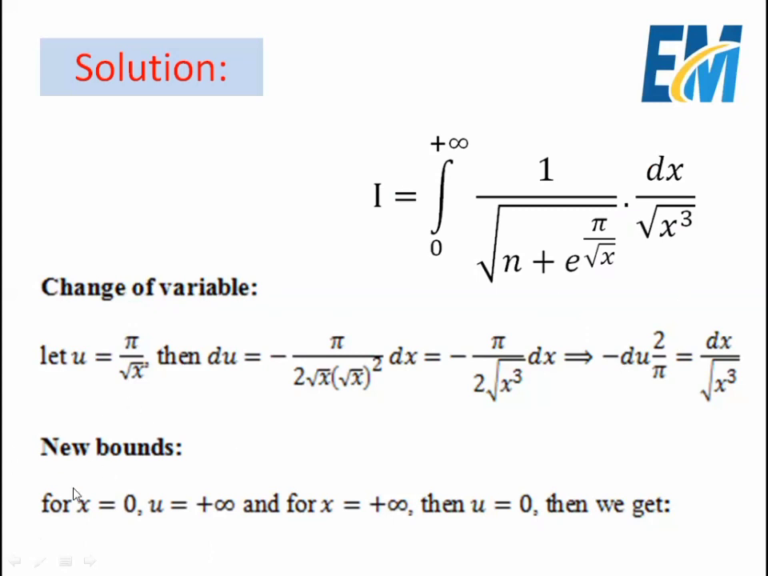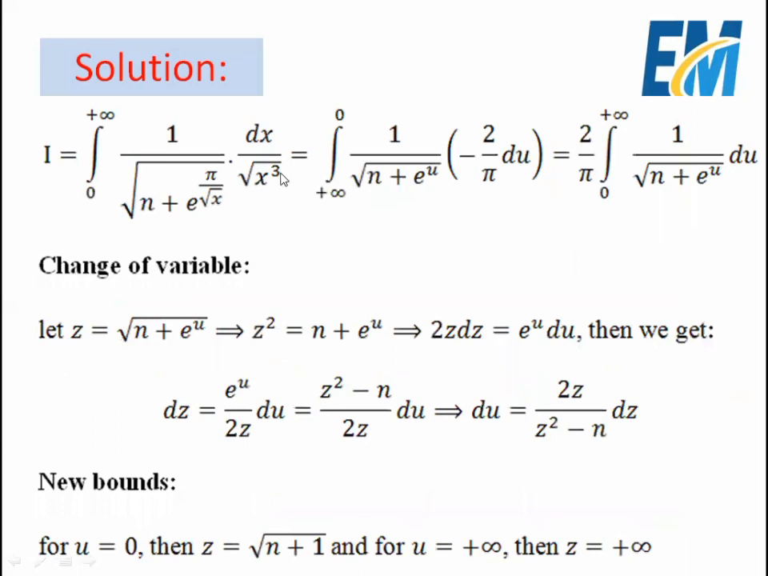Now let's check the new bounds. For x equals 0, u will be pi over 0, which is plus infinity. And for x equals plus infinity, u becomes pi over plus infinity, which is 0. Then we get I equals the integral with the new bounds plus infinity and 0. Here we have 1 over square root of n plus e to the power u, and instead of dx over square root of x cubed, we get minus 2 over pi du. Then I becomes 2 over pi times the integral, and we change the order of the integration bounds by cancelling the negative sign.